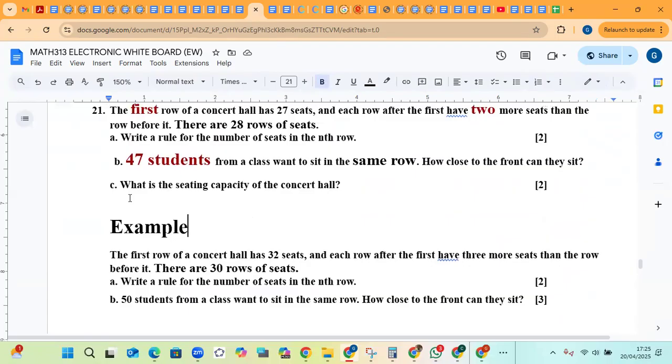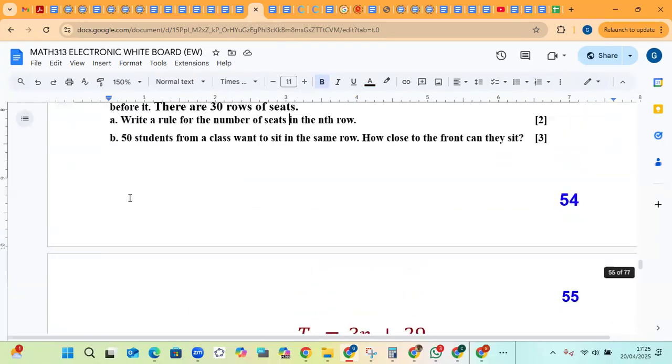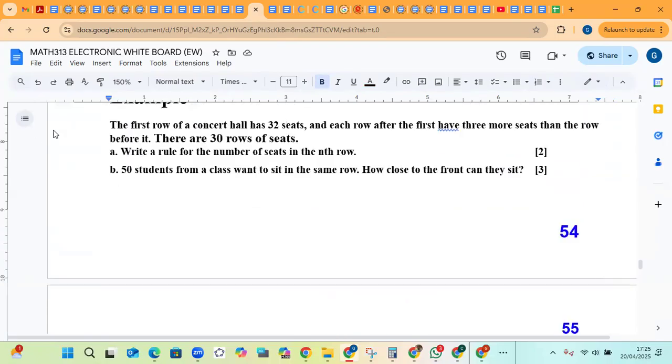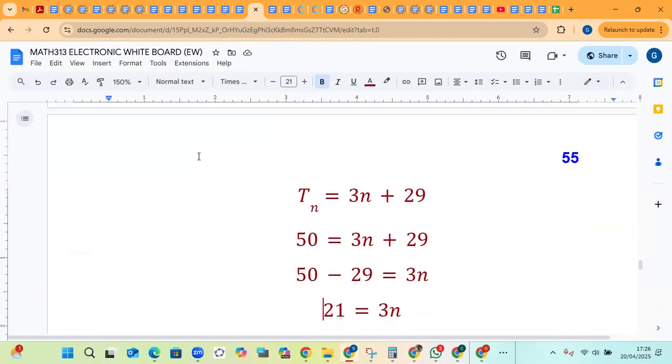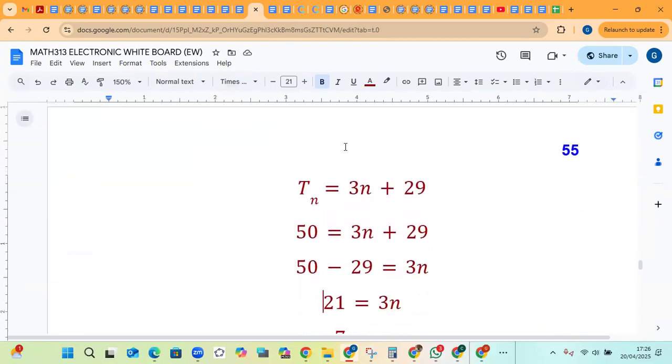First, here's an example of number 21. The first row has 32 seats. After the first, each row after the first has 3 more seats than the row before it, and there are 30 rows of seats. So let's write a rule of seats in the nth row. So we have to use the nth term formula.